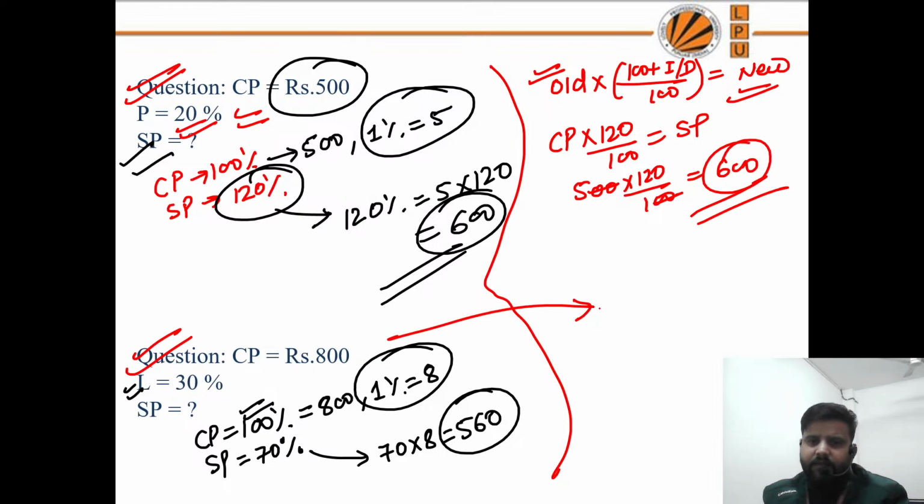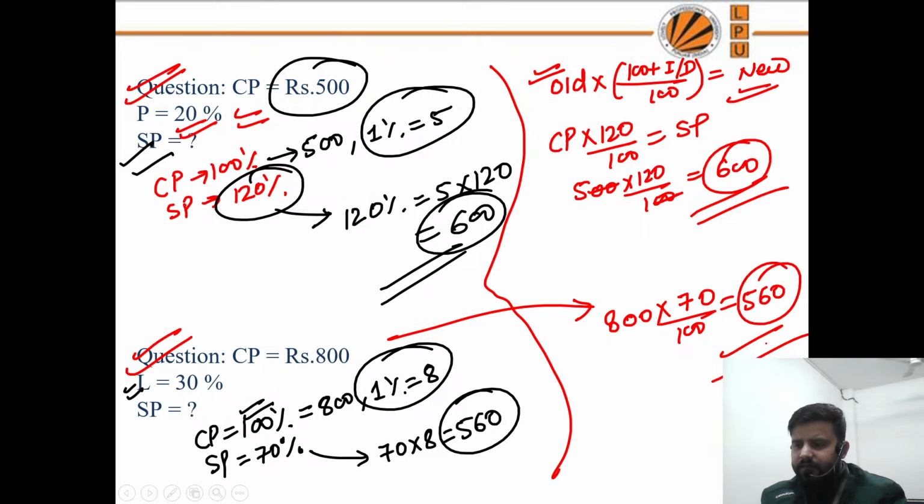Let's come to this one with the same method. So I'll write 800 multiplied with 130 divided by 100. So our final answer would be, sorry, not 130 because it's a loss. So I have to write here 70. So it will be 560 as your selling price for this question.